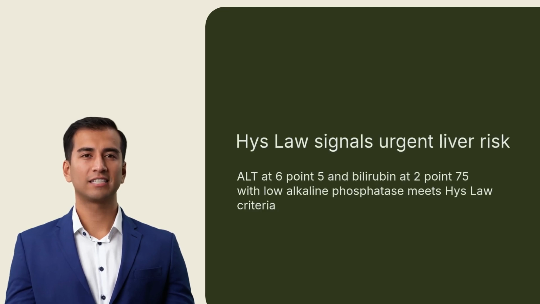In the illustrative case, alanine aminotransferase reaches 6.5 times the upper limit of normal, and total bilirubin reaches 2.75 times the upper limit. Alkaline phosphatase stays below twice the upper limit, supporting a hepatocellular pattern rather than cholestatic injury. With other causes excluded, the case meets Hy's law and warrants urgent action.